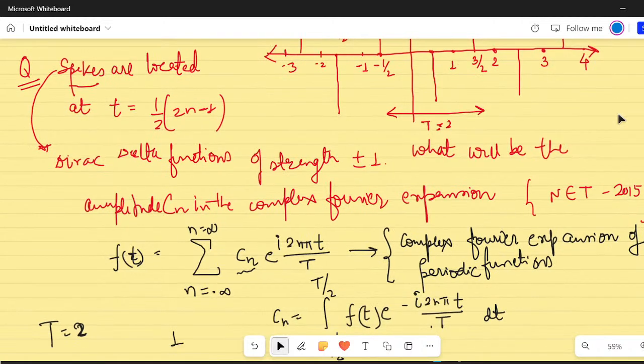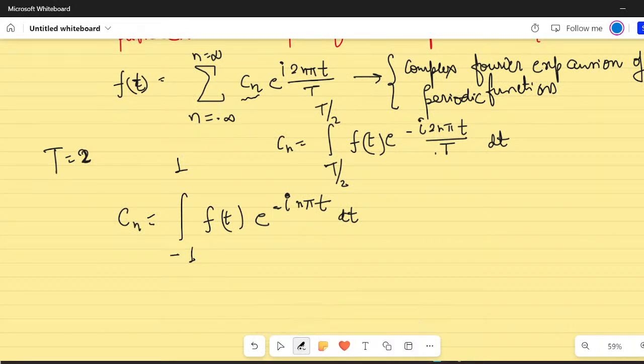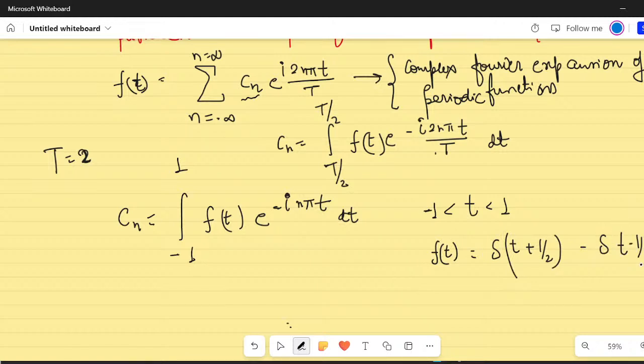So what I'll do, I'll write the definition this way. For t lying from minus 1 to plus 1, your f of t I can write as Dirac delta function t minus of minus half, that is t plus half. So at t equal to minus half, the strength of the function is 1, and at t equal to half, the strength of the function is minus 1. So this is how you can write your f of t.